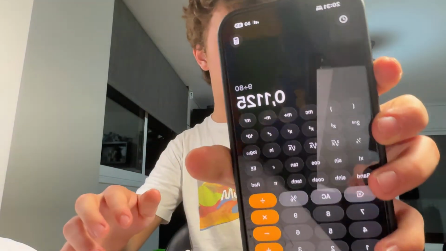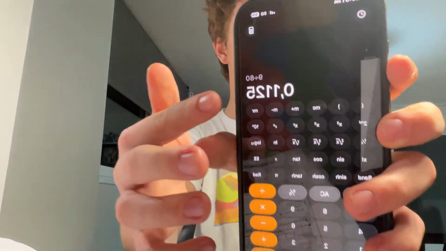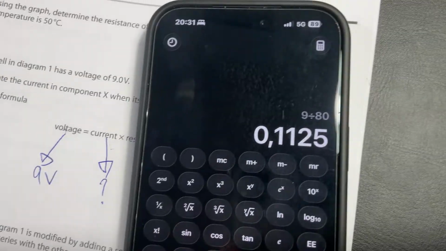0.1125. Alright, this is what I got for my calculation. So my current is 0.1125 without rounding it up to any decimal places because they didn't ask us to. And if the answer is small enough, then I'm gonna write all of it, okay? Because it's more accurate.